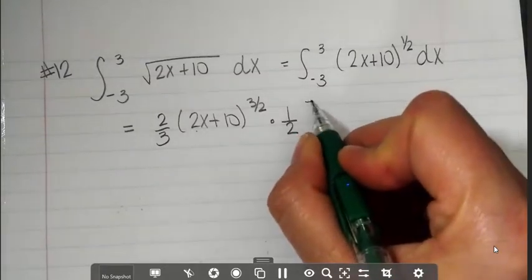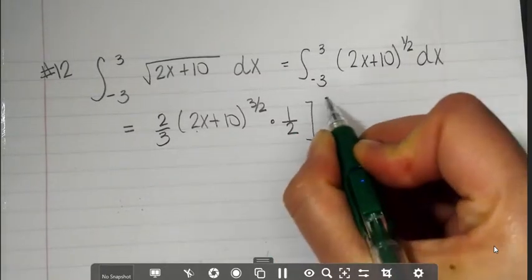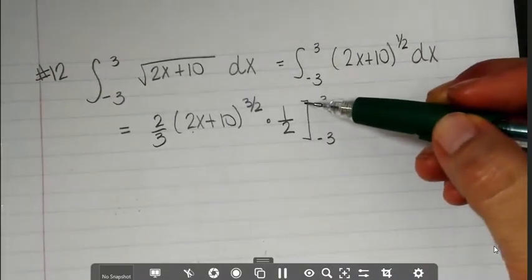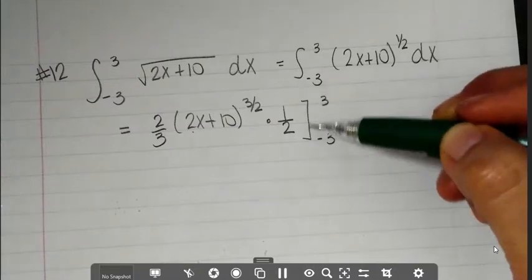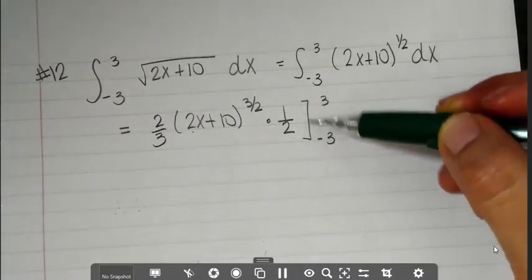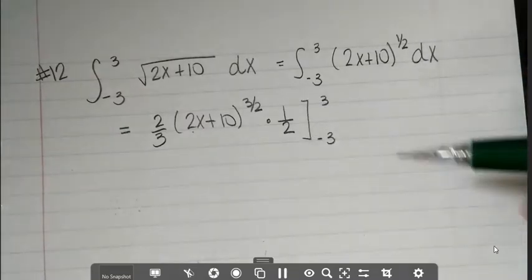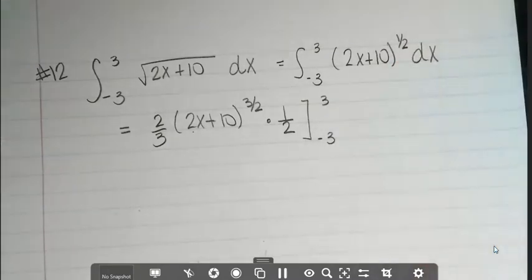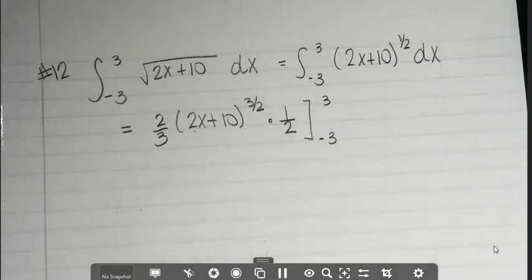And then I'm going to evaluate that from negative 3 to 3. And you might see in your book or in other places, instead of having this bracket, they'll have a line. It gets a little bit confusing. So I prefer having this little bracket, but you can do it either way. For me, I just worry that I might think it's a 1 or something else. So this just makes it a little bit more clear to me.